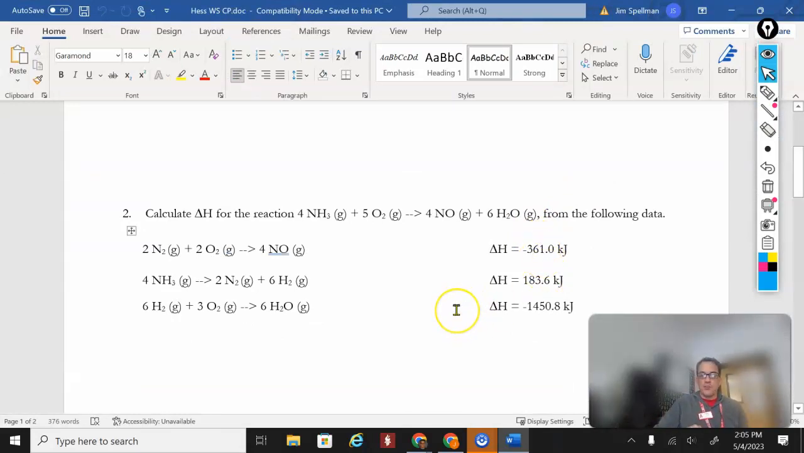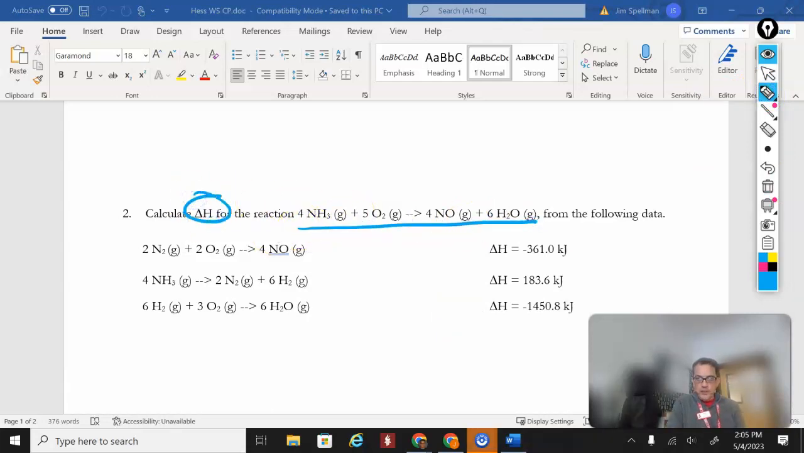So in this example, this is how a question would look if you were asked to evaluate a Hess's law. We're trying to calculate the change in heat for this equation, and we know these other three equations, and we know the changes in heat for each of those three equations. So our goal is to say, can I make these three equations equal to the equation up here? So I can combine and I can cancel out some things.